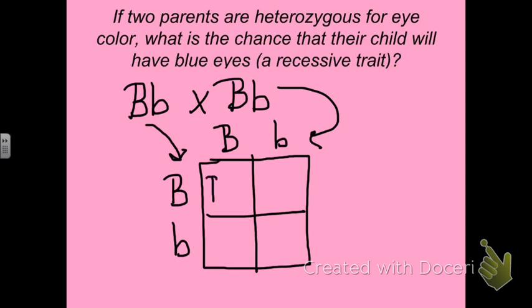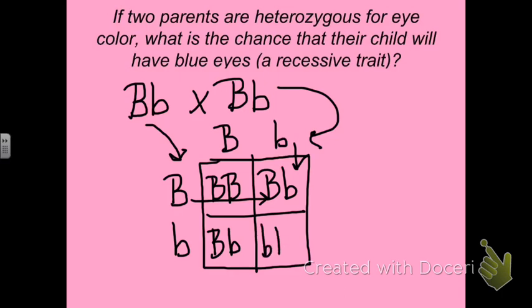So this child could have Big B, and they would have brown eyes. They can have Big B from there and Little b from here. Okay, so you see we're following and putting them together in the boxes. They could have Big B, or they could have Little b. So follow from the boxes where they would go all the way over into those boxes.